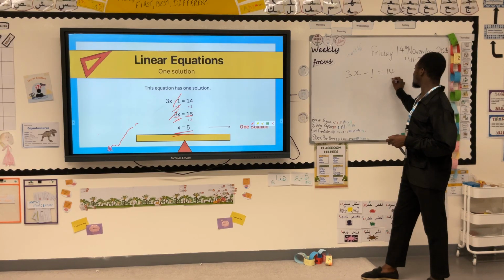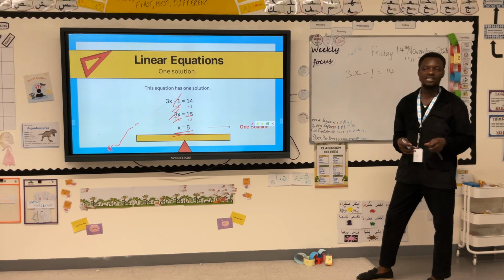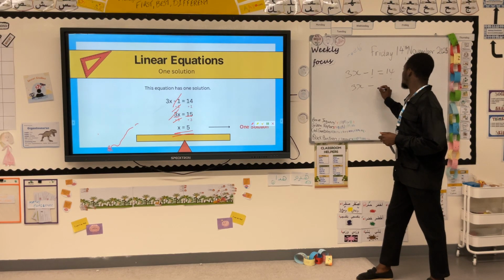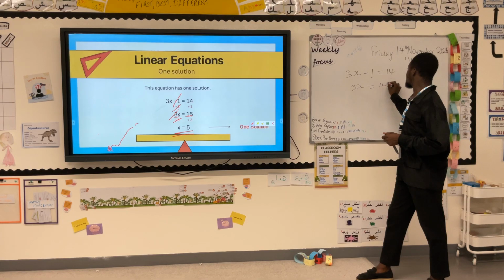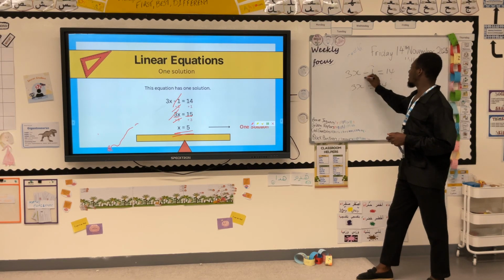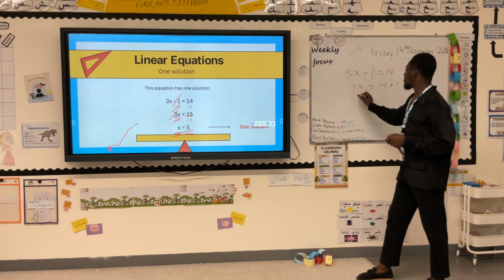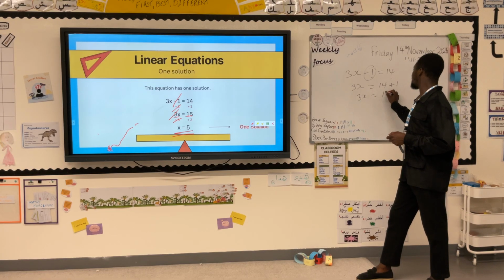This is a constant, this is a constant. So we let all the constant elements go to one side. So we have 3x equals to 14. When this negative 1 crosses over the equal sign, it becomes a plus. So plus 1. So 3x equals to 15.